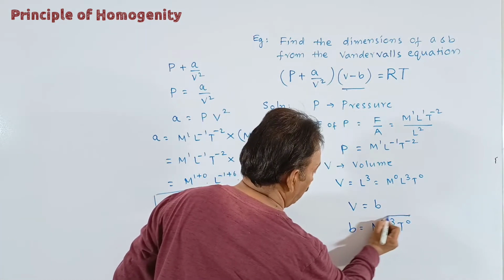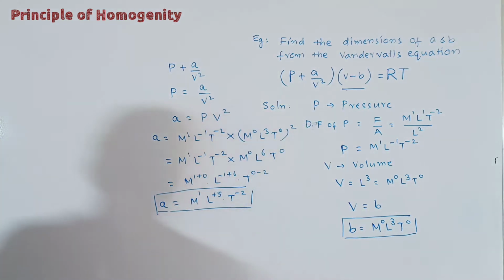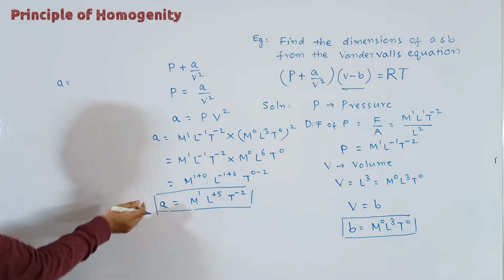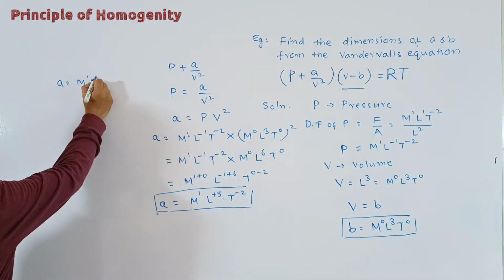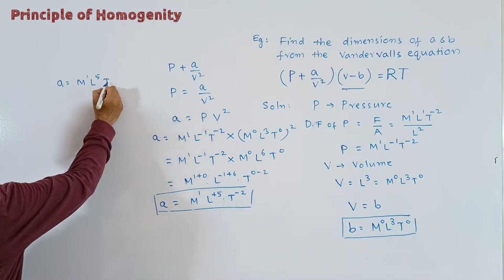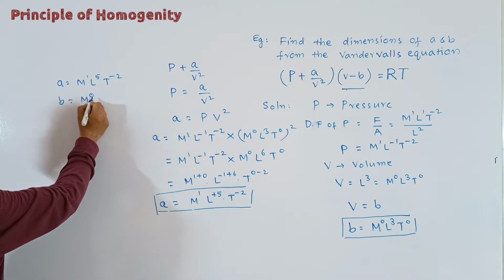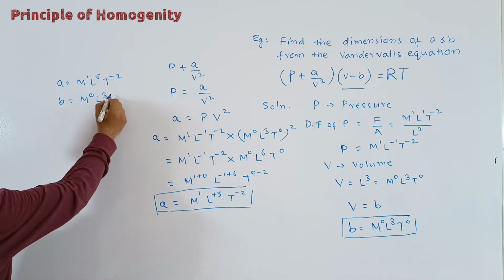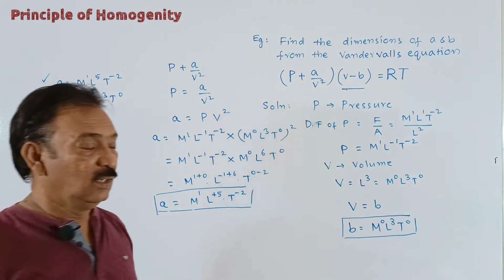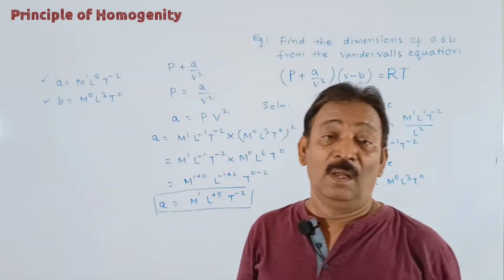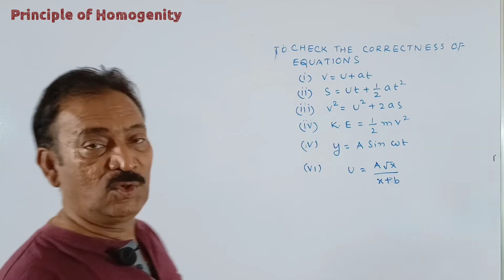Here we have one more dimensional equation. And finally, what is the result? A is equal to what we got: M1 L to the power of 5 T to the power of minus 2, and B is M0 L cube, T to the power of 0. It is the desired result, students. He asked us to find the dimensional formulas of A and B. Okay, students, let's do one more problem.